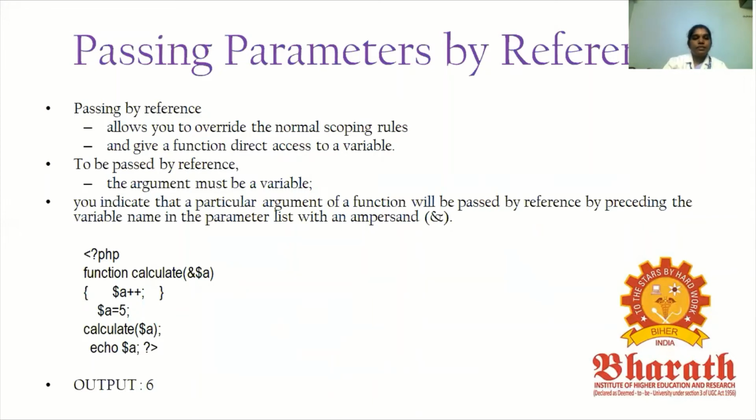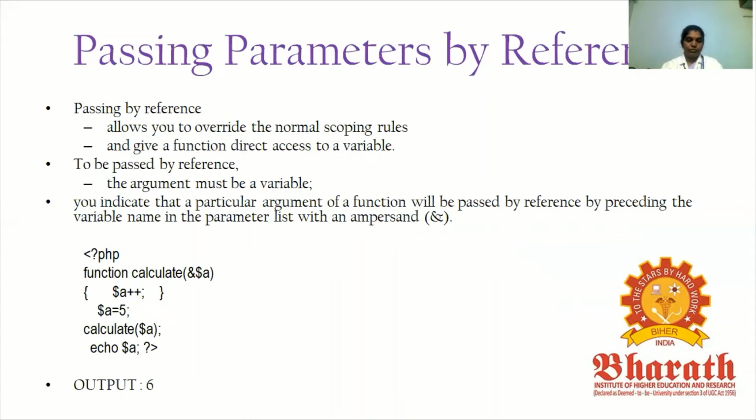To be passed by reference, the argument must be a variable. See the ampersand symbol, the ampersand symbol is used for reference. See the example, PHP function calculate(&$a). Ampersand is nothing but address, right? It means reference, passed by reference only. See the function, what statement is inside? $a++, so it is incremented by 1.